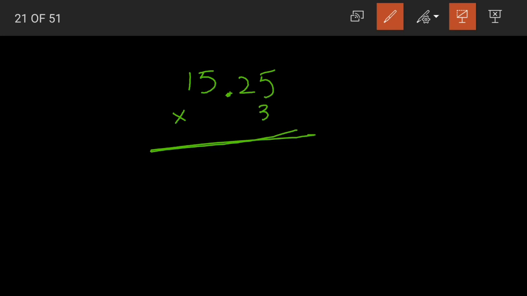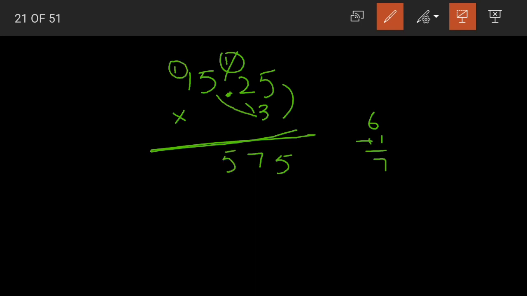Okay, let us multiply. We start from the ones place. Yes, 3 5s are 15, 5 here, 1 carried, 3 2s are 6, plus 1 gives us 7. So 7 written here. 3 5s are 15, 5 here, 1 carried, 3 1s are 3, plus 1 is equal to 4. Yes, so what is our answer here? 4575.